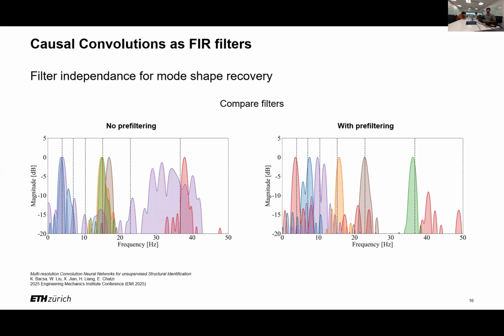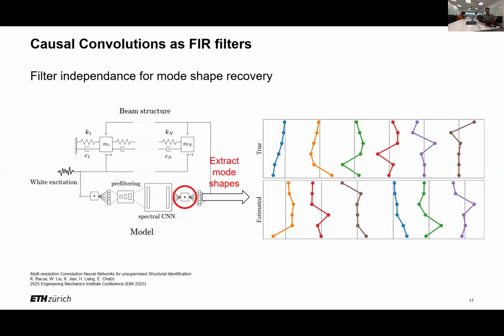We can see that without pre-filtering, there's a huge overlap. Whereas when we add the pre-filtering, we're able to distinguish the different frequency modes. And then once we've done this, since the last operation that is performed is a linear projection after the filters, which now specialize on single modes, this projection's columns are simply the mode shapes of our system.